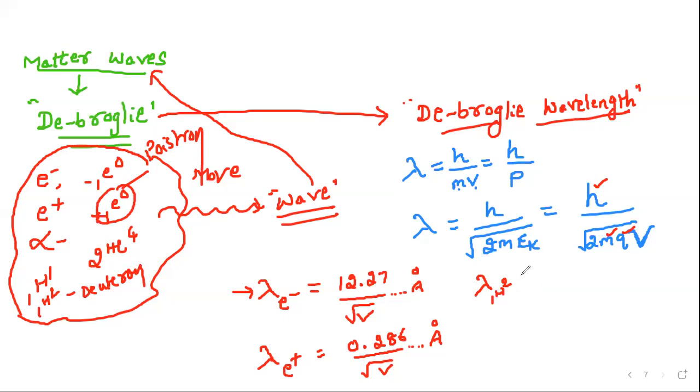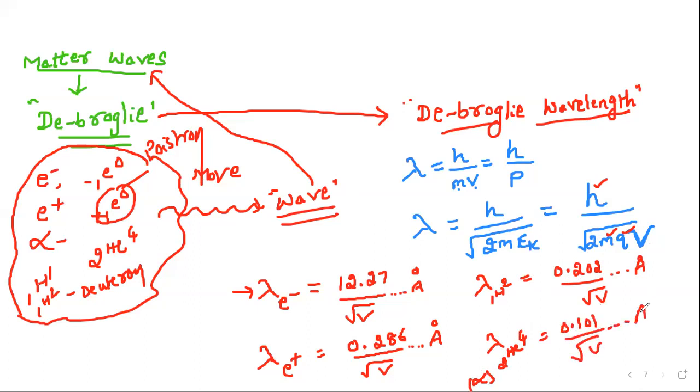For deuteron, 1H2, please remember, it is 0.202 divided by root V Angstrom. Finally, for alpha particle, 2He4, please remember, it is 0.101 divided by root V. All the wavelengths should be expressed in Angstrom.